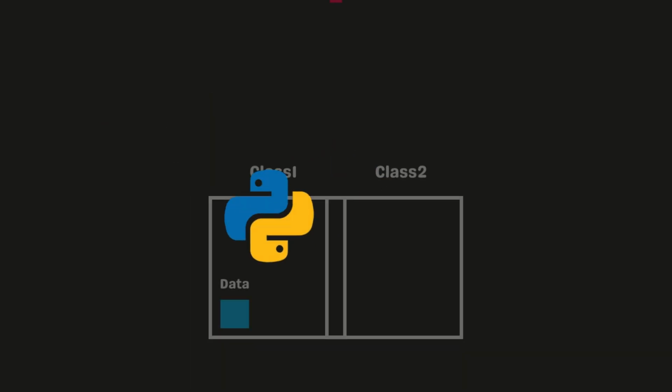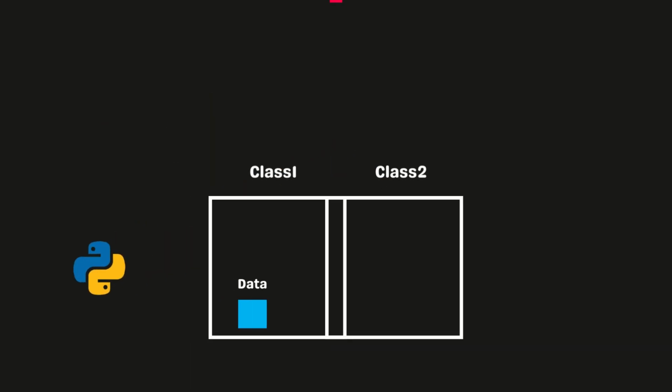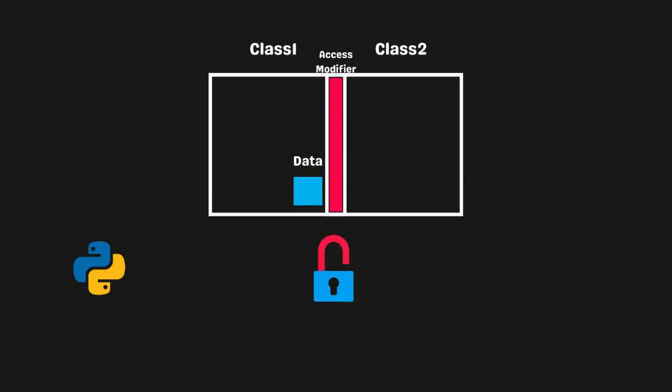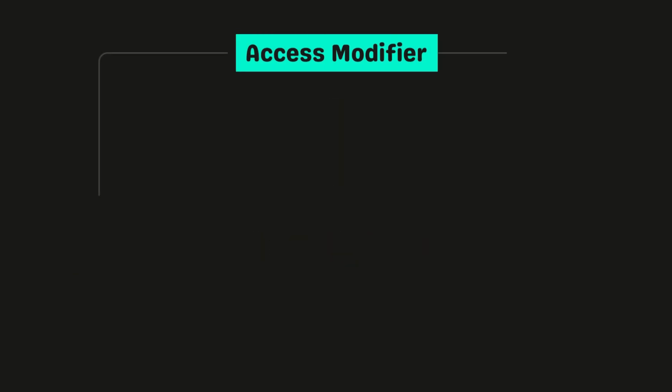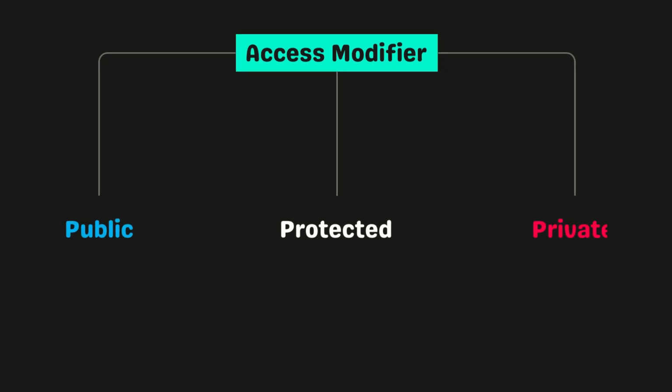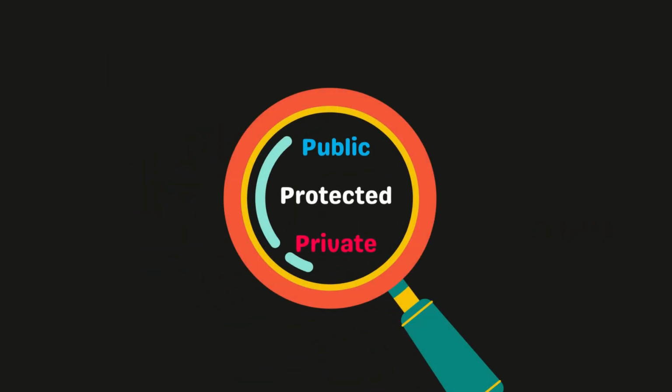In Python, access modifiers are used to control the accessibility of the data, ensuring the security of the data by preventing unauthorized access and exploitation. Moving further, we have three types of access modifiers: public, protected, and private. Ugh, now what are these?